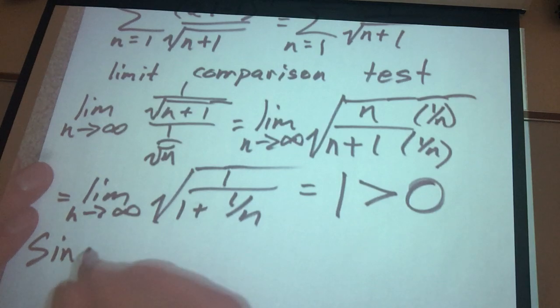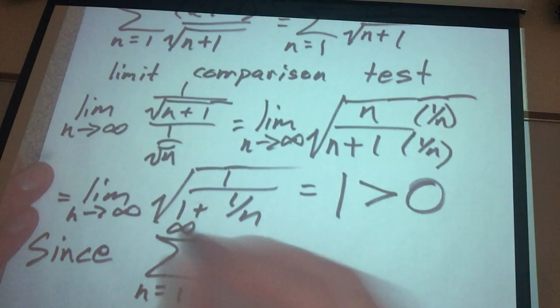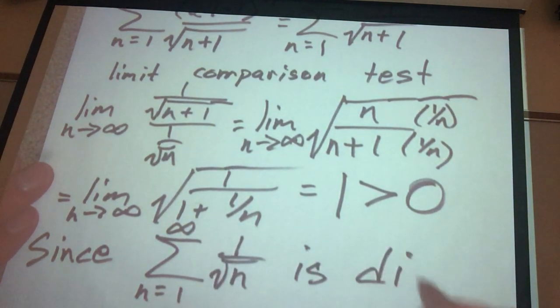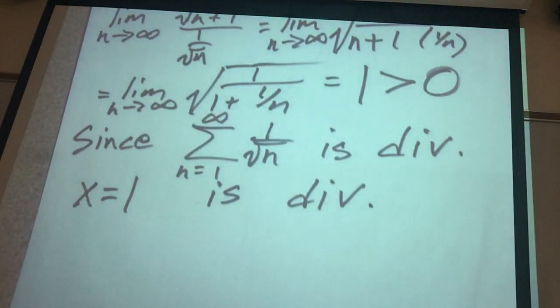Now, since the sum n equals 1 to infinity of 1 divided by the square root of n is divergent, x equals 1 is divergent by the limit comparison test, but we already cited the limit comparison test at the beginning. So we know that one endpoint is divergent. Now we got to check the other endpoint.